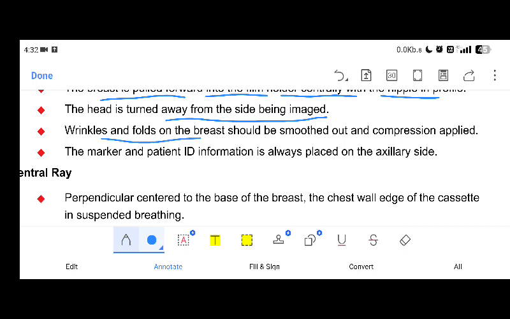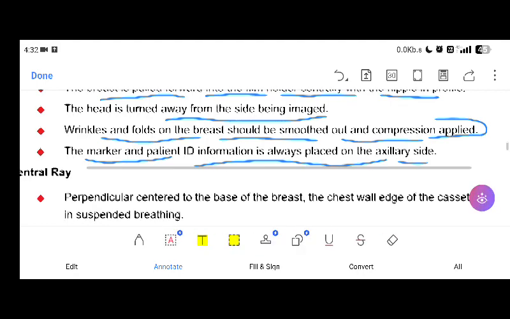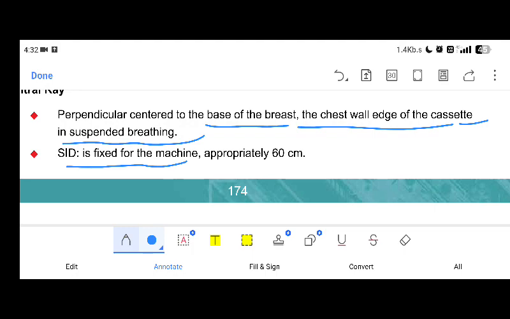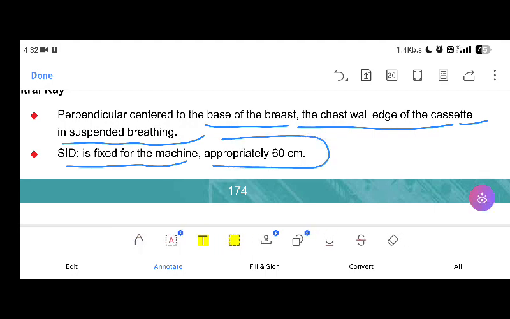Wrinkles and folds on the breast should be smoothed out and compression applied, and the marker and patient ID information are always placed on the axillary side. The central ray is perpendicular to the base of the breast and chest wall edge of the cassette, with suspended breathing. The SID is fixed in the machine at approximately 60 centimeters.